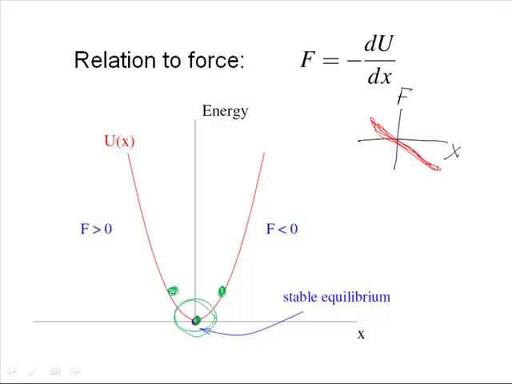But not only is it in equilibrium, but if I move it a little to the right, it gets pushed back. If I move it a little to the left, it gets pushed back. Either direction that I push it, it gets pushed back towards the equilibrium point. And that's what we call a stable equilibrium. If you move it one way or the other, it gets pushed back to the equilibrium.